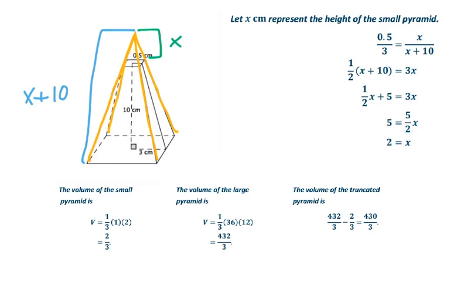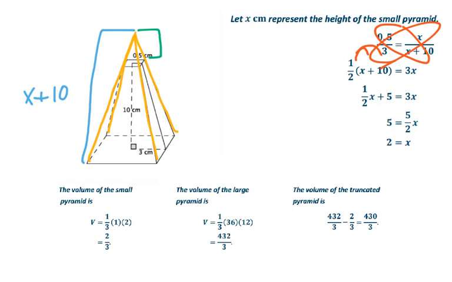So we'll start with 0.5 over 3. Those are measurements that are given to us that we can use to set up a ratio. And then what we want to do is set up the ratio of x over 10 and x over x plus 10. And then we're going to do some cross products, so multiplying across, and then the distributive property. So 1/2 times x and 1/2 times 10. So 1/2 x plus 5 equals 3x, and we're solving that, and we end up with x equal to 2.